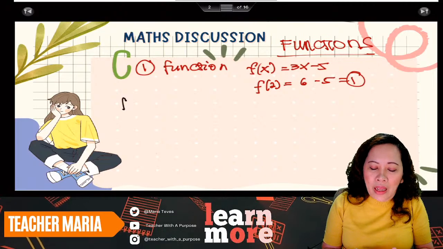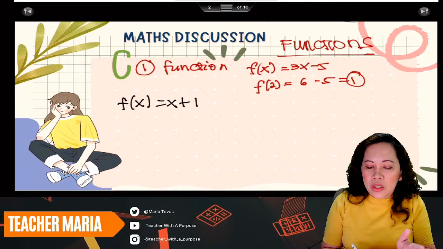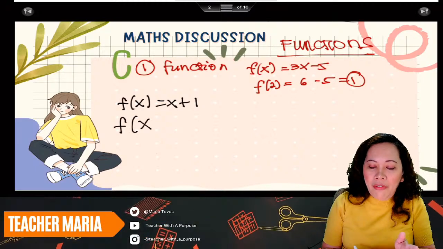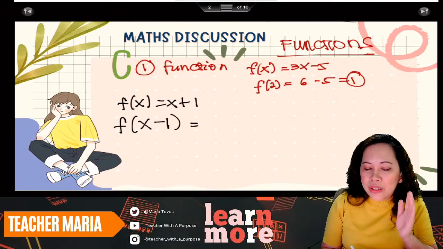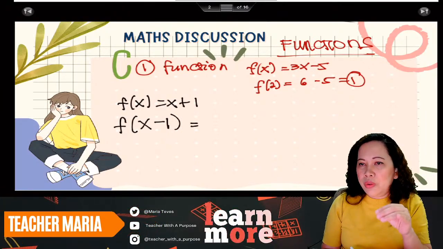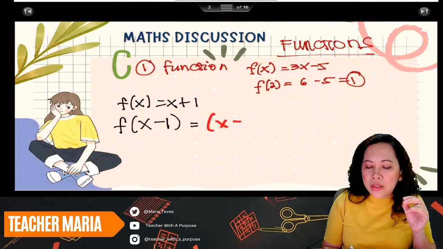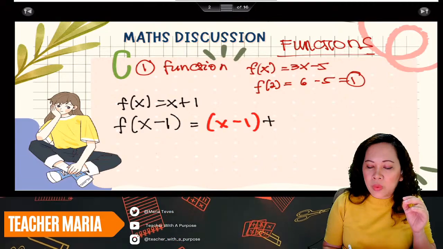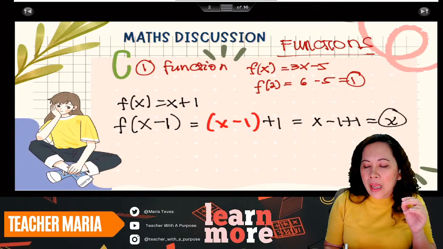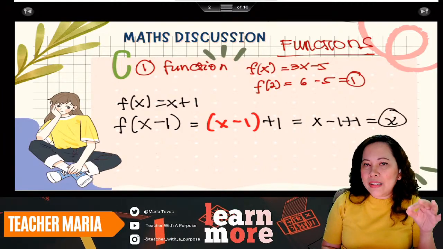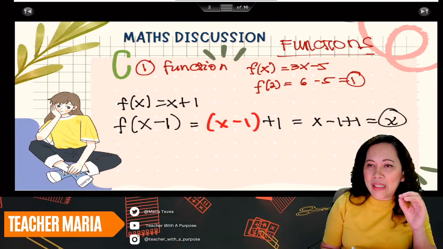Let's say you're given f of x equals x plus 1, and then you're asked what is the function if x was x minus 1. So if it's x minus 1, all you have to do is substitute your x with x minus 1. So that will be x minus 1, which is your x, plus 1. So that will be x minus 1 plus 1, which is x. So if x is x minus 1, you have f of x as x.